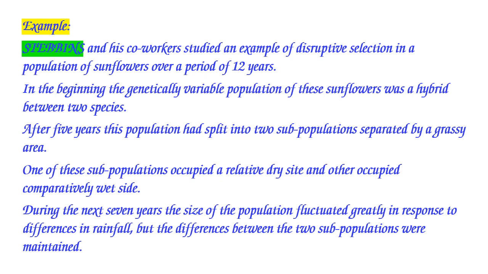So let's see. I don't know how far you have understood this one. In the beginning of this experiment, these sunflower plants were a genetically variable population, and it was a hybrid between two species. What they selected were sunflowers that are hybrids. A hybrid is developed by crossing between two different species of the sunflower.